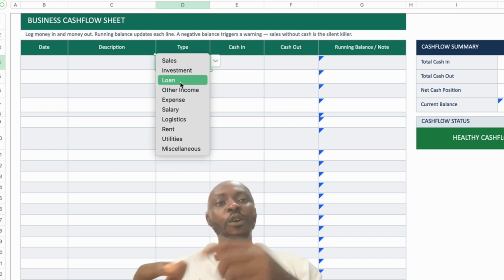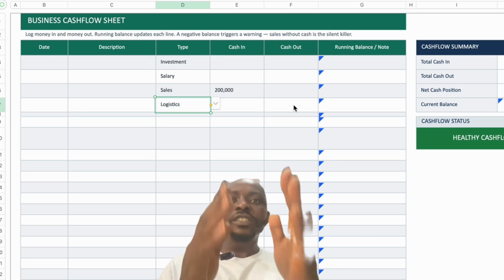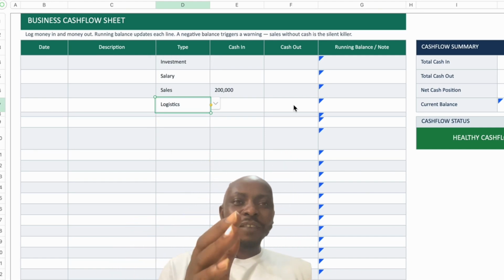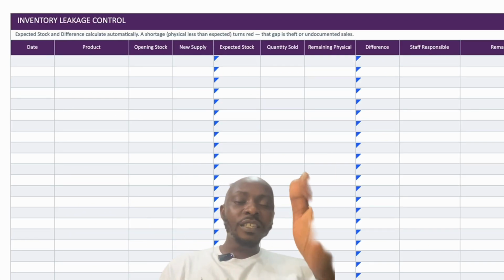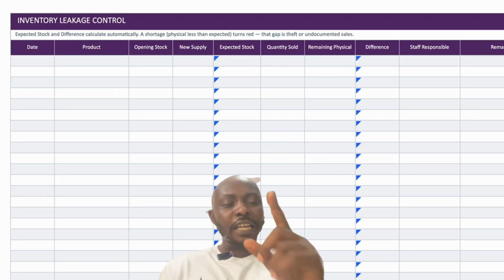You will monitor when money is coming and when money is going out of your business using this cash flow sheet. You will be able to close that financial leakage point by tracking your inflow and outflow for your business using this cash flow sheet. The next leakage point is stock leakage.